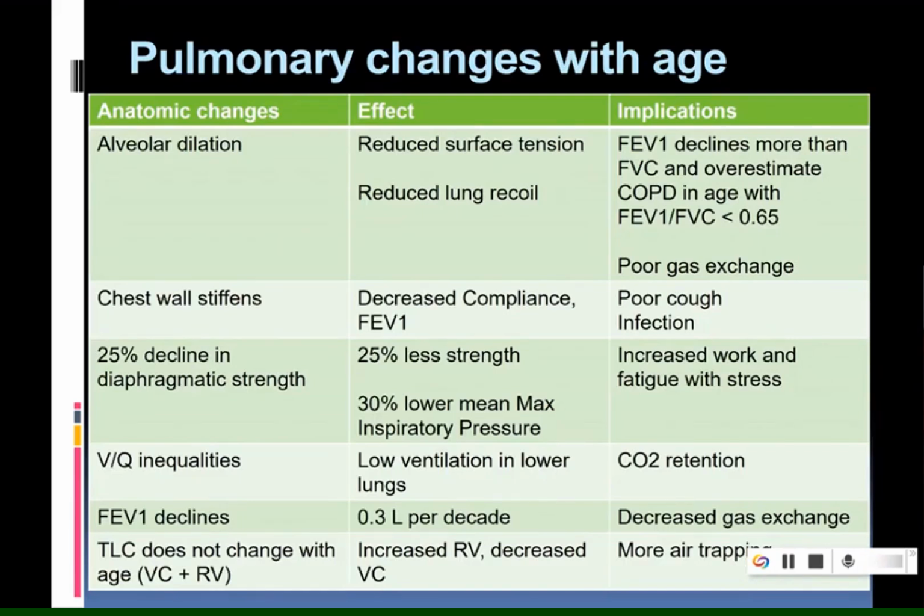Here's a table of different pulmonary changes. I just want to bring your attention to the FEV1, forced expiratory volume in 1 second, which declines with age. One of the other points I want to make is the VQ inequalities, so there's lower ventilation in the lower half of the lungs, and for that reason we want people as they get older to be sitting up rather than lying down for optimal gas exchange.